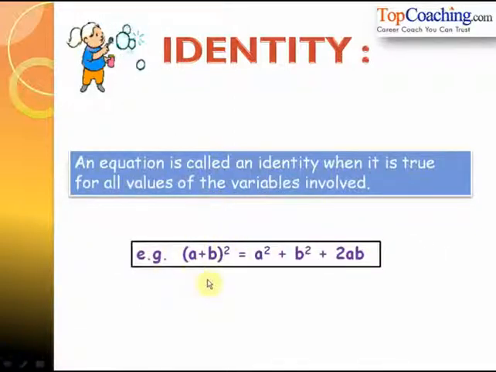For example, (a plus b) whole square is equal to a square plus b square plus 2ab. Now this is an identity. Why? Because if we put any values of a and b, then this equation is always satisfied. So such an equation is known as an identity.